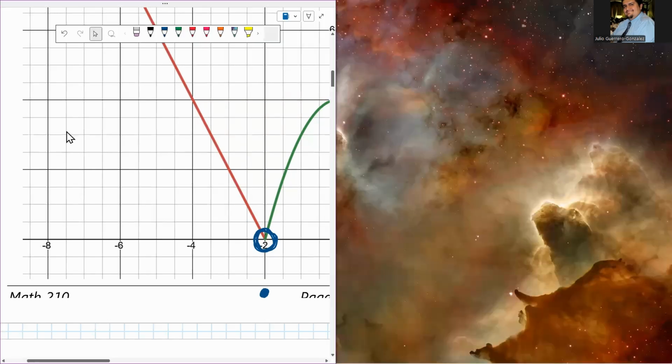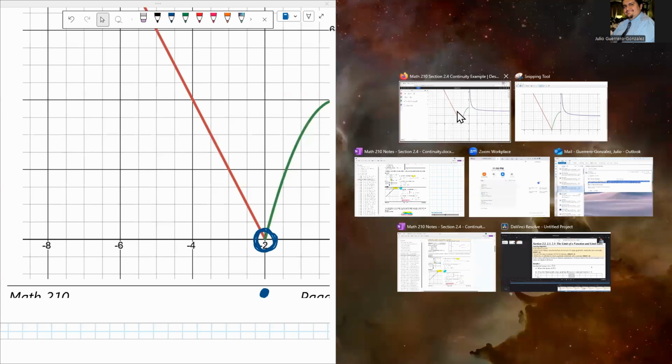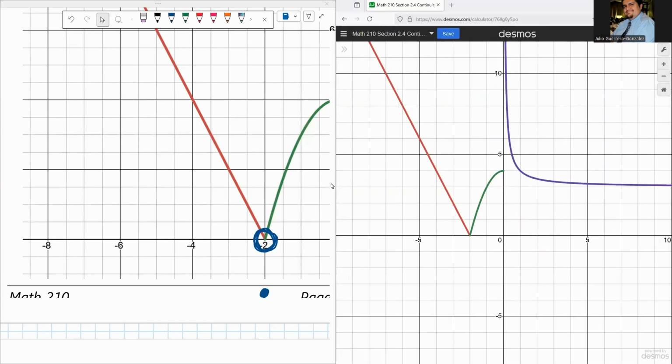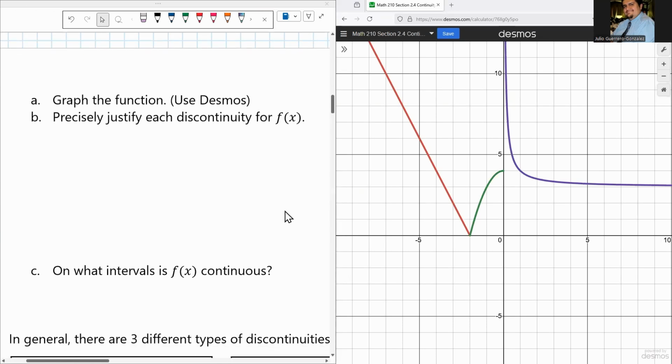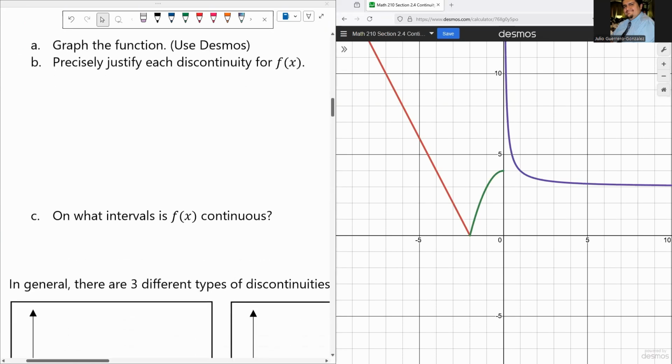So I'm going to drag this over here and open up, there we go. So A was graph it. We used Desmos, so we're good there. B, precisely justify each discontinuity.